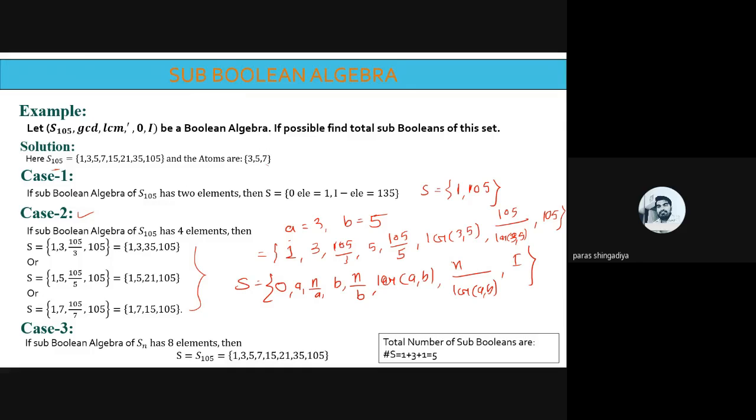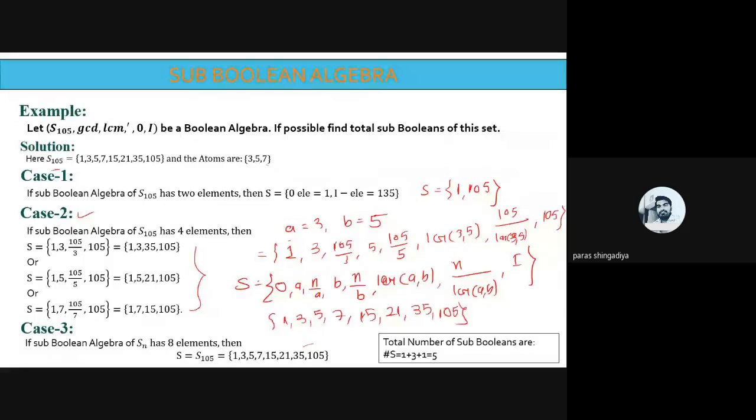Okay, that is a 35. Then after 5, 105 by 5, that is a 21. LCM of 3 and 5, that is a 15. Okay, and 105 by 15, so we'll get 35, and then after 105. So we get all the values here: 1, 3, 5, 7. Then after 15, 21, 35 and 105.